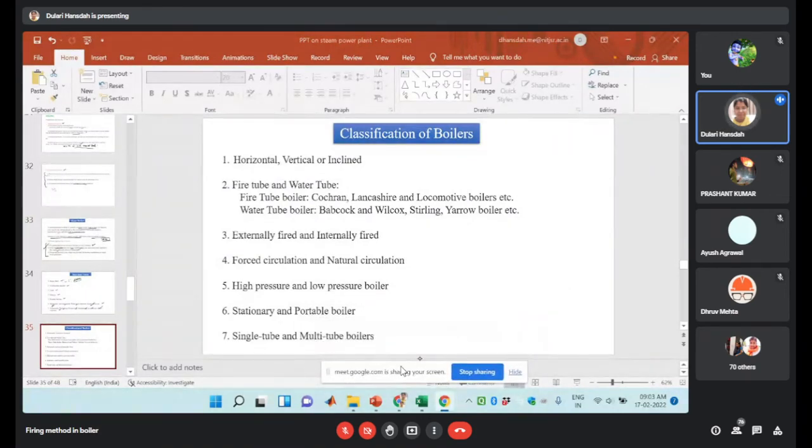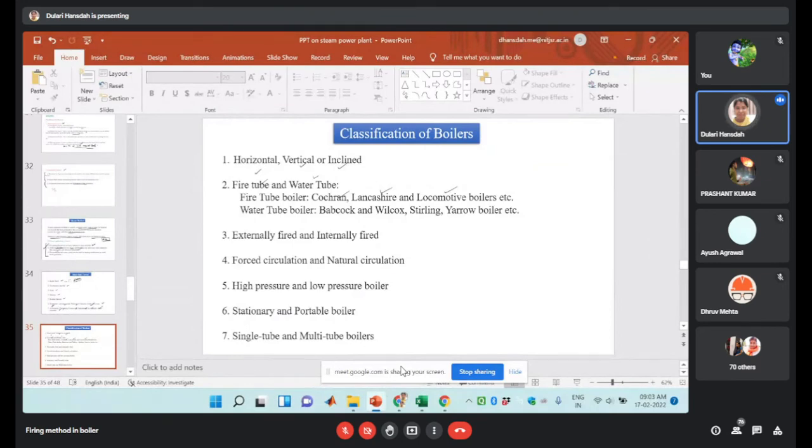Okay, so then we are having the classification of the boilers. So already you have an idea. In the last semester, we had certain knowledge about these boilers. So first one is the horizontal, vertical and inclined boiler. As per the boiler axis, the name is given: horizontal boiler, vertical boiler, and inclined boiler. Then we are having the fire tube boiler and water tube boiler. Fire tube boiler means inside the tube there will be the supply of the flue gases. Outside of the tube, there is the supply of the water. The examples are Cochran boiler, Lancashire boiler, locomotive boilers. Then we are having the water tube boiler: Babcock and Wilcox boiler, Stirling boiler.